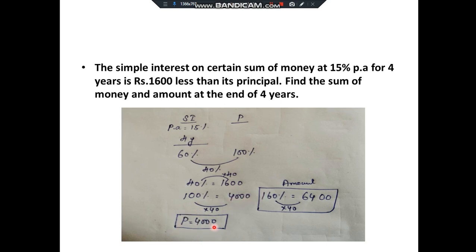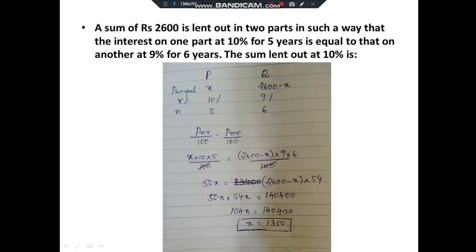And the amount we know, you can just go with simple interest plus principal, or directly see 100 plus 60, because 100% is your principal and 60% is your simple interest. So 160% is equal to how much you will have to find. The same relation, into 40 if you do, you get 6400. I hope you understood. Just try this problem, then only you will get a clear idea of how to use this shortcut.